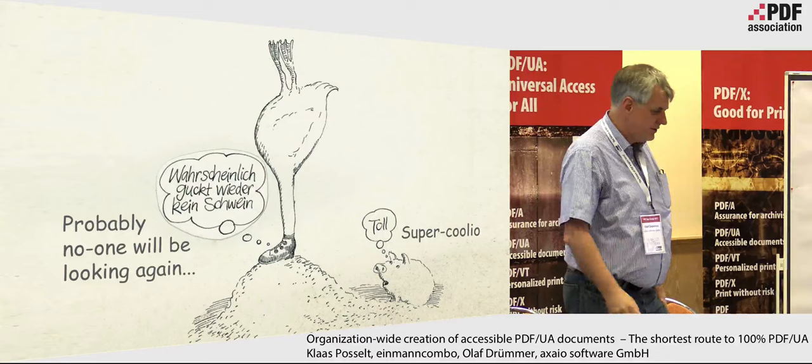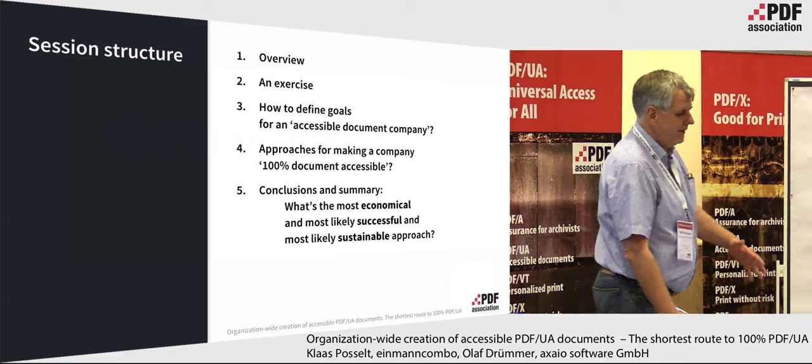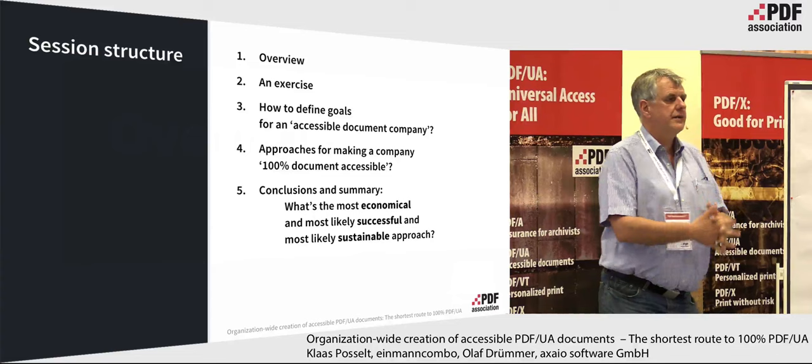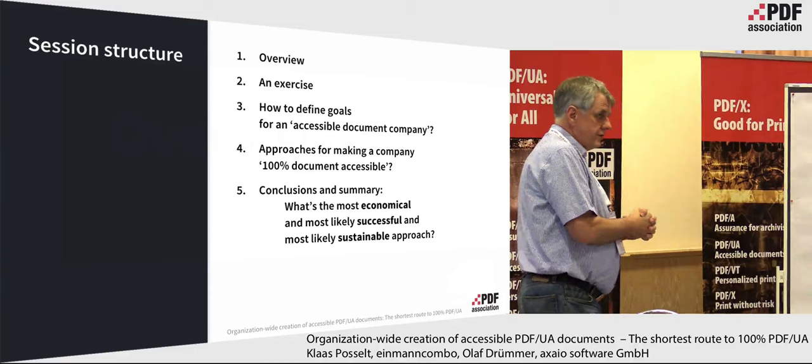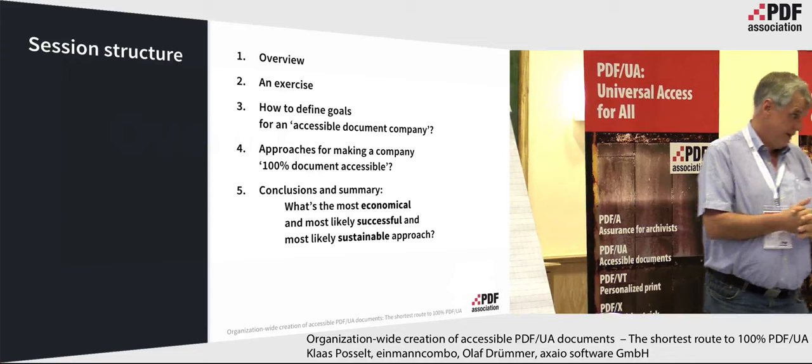So just to give you an overview of what's going to happen in the next less than 90 minutes, we're going to handle this session as a kind of exercise, and I'll explain in just a second what that exercise means. The question we are going to address in this exercise is, how would we define the goals for what we call an accessible document company, a company where all documents that get created, exchanged, provided, are accessible in some meaningful fashion.